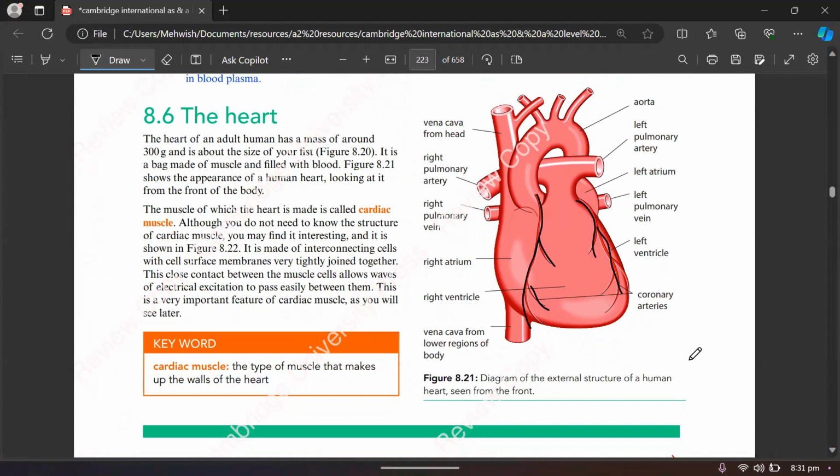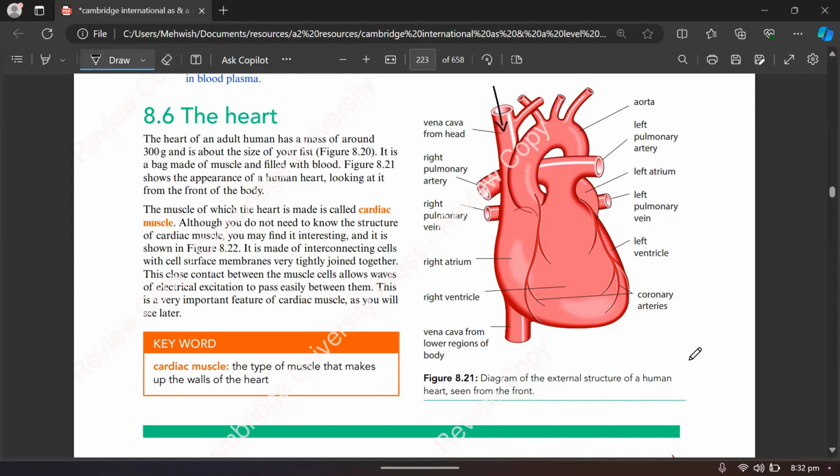So here you can see there are some blood vessels that are branched. There are some blood vessels that are coming out from the different regions of the heart. And if you see the detailed structure of the heart, you will see that there is a pair of vena cava.